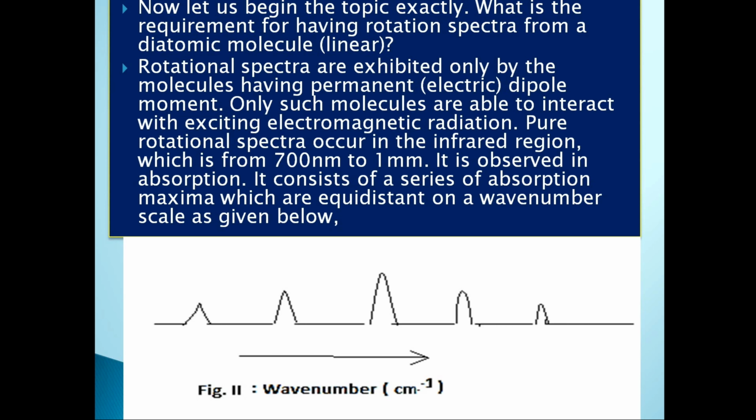Now it consists of a series of absorption maxima which are equidistant on a wave number scale as given below. Actually, wave number, if we divide the energy by hc, then we find the wave number, and the unit is cm raised to power minus 1. This is just a convention. We generally express the frequency in terms of wave number.